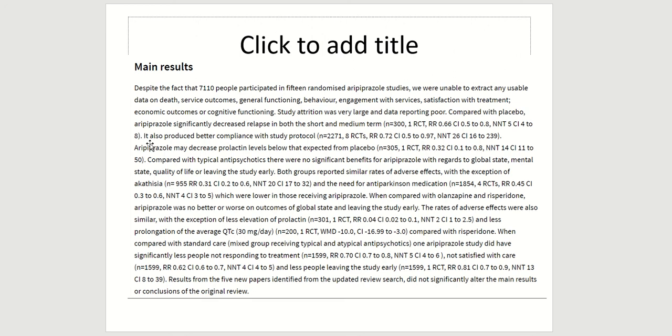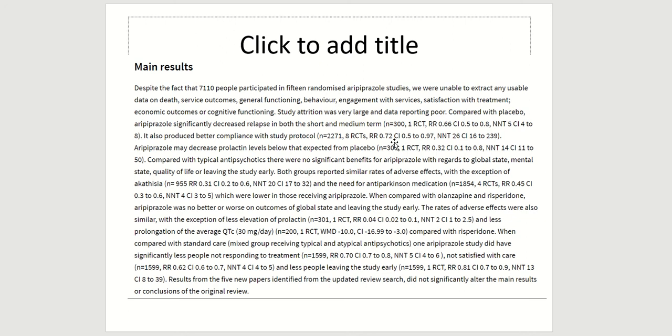We did not go over how to calculate the confidence interval for number needed to treat, but that is fine. Let's continue. It's also produced better compliance with study protocol. So better compliance, this is the good outcome. And so N is 2,271. In 8 RCTs, the relative risk is 0.72. That means there is a risk reduction in the non-compliance by 28%, with a confidence interval going from 0.5 to 0.97. It does not cross 1, and therefore it's statistically significant.